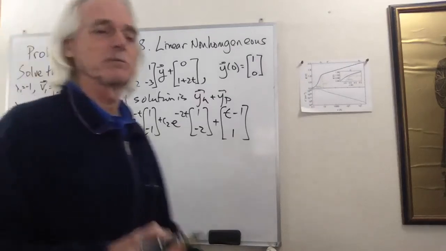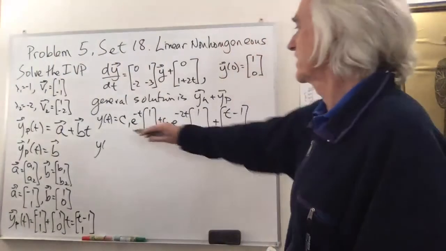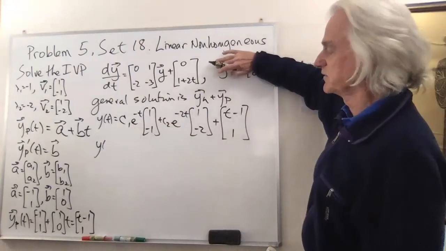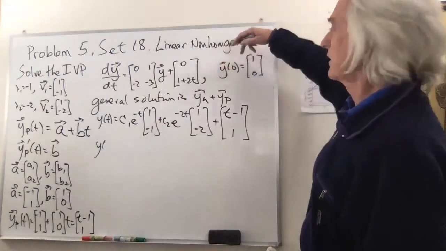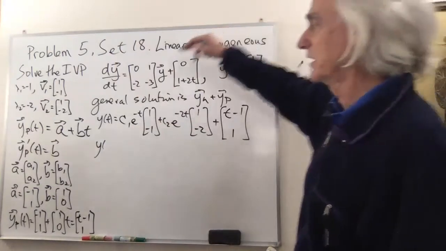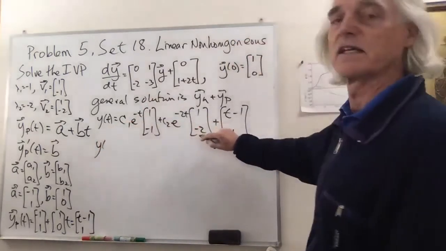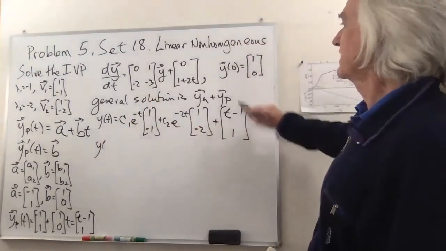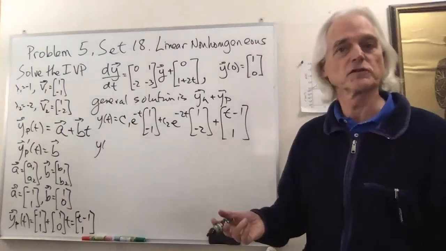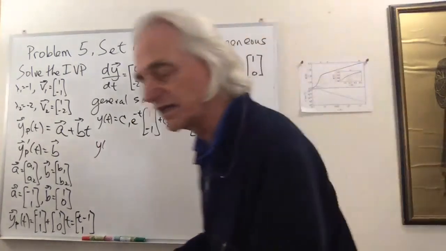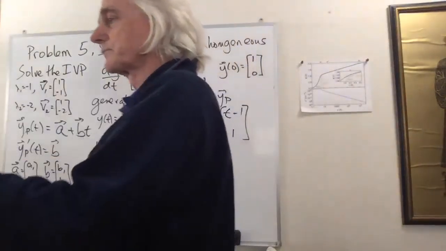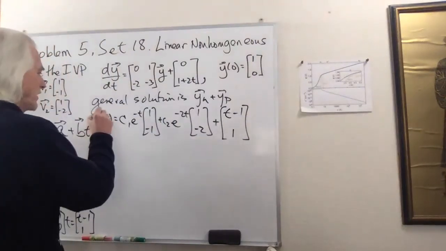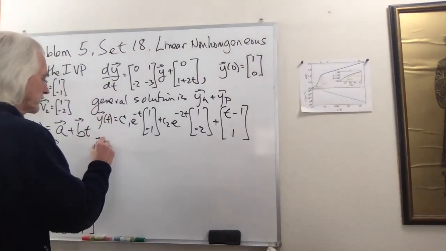So now I'm doing the typical thing. I found a general solution, and sometimes I'm done. But here I have an initial condition, so I got to plug T equals 0 into this, and set that equal to 1, 0, solve for C1 and C2, and plug them back in. So let's, that was a vector. So let's figure out Y of 0.